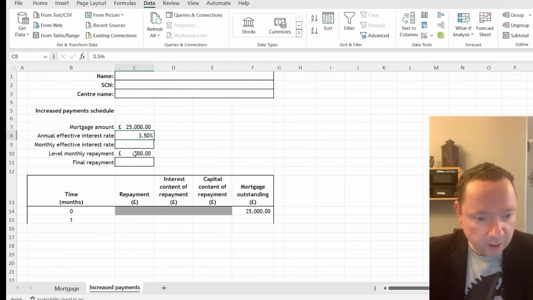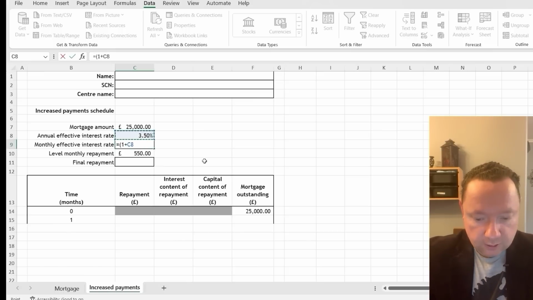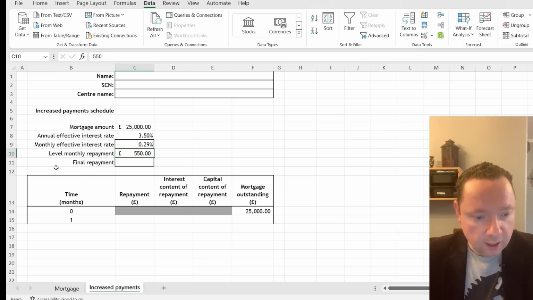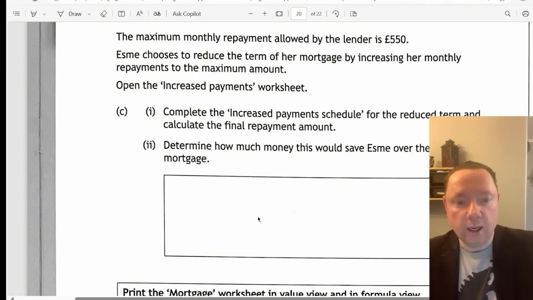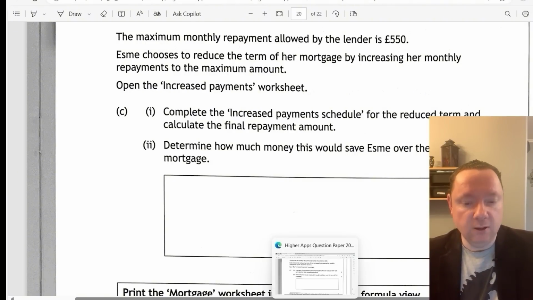25,000, 3.5% annual. So we can work out the monthly as usual. 1 plus this, power 1 over 12, minus 1 is our monthly interest. So how long is this for again? No, we don't know. Interesting. So we're actually going to have to guess or work out how long it takes her with a monthly payment. So we're just going to copy down until we get 0.